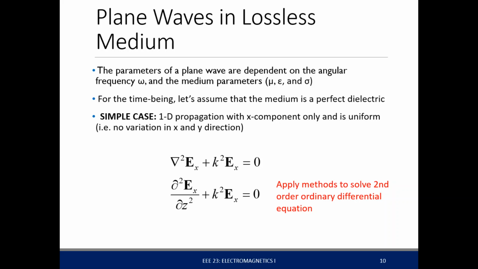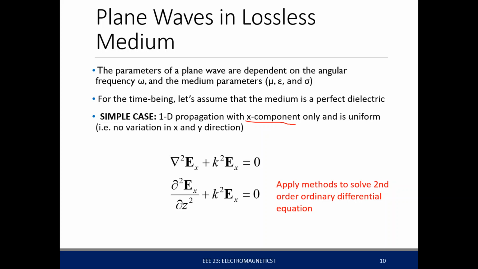So let's also consider only propagation in a single direction to simplify our Laplacian. If we consider propagation in the z component, our electric field will be left with an x component. So let's assume that the electric field only has an x component. What will happen to the equation?